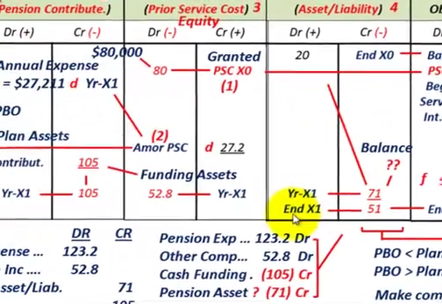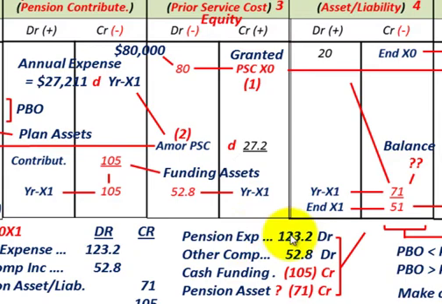So if we go down here and look at it in this fashion, we had a pension expense of $123,200. We had a debit to that. If we went up and looked at it, we had a debit sitting there. And then our other comprehensive income, we can look at that real quick. We had a debit amount of $52,800. And these are the four accounts that we're going to be using to record our journal entries. So we look at our pension expense, the $123,200, plus our other comprehensive income debit amount of $52,800.